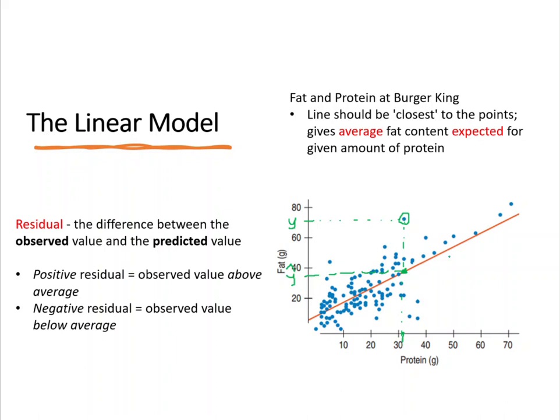Instead, this line is kind of an average of what we have happening. So we might be able to say that this observed value up here at the top that we started with is above the average for an item with 31 grams of protein. And that's kind of the idea behind what we're going to use these residuals for and how they're related to this line.